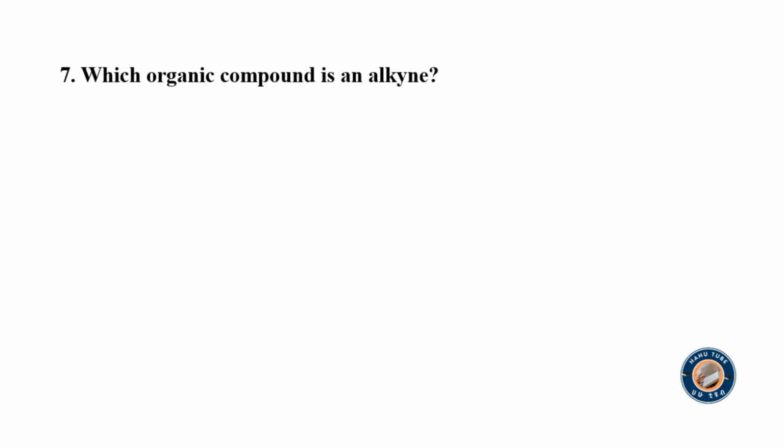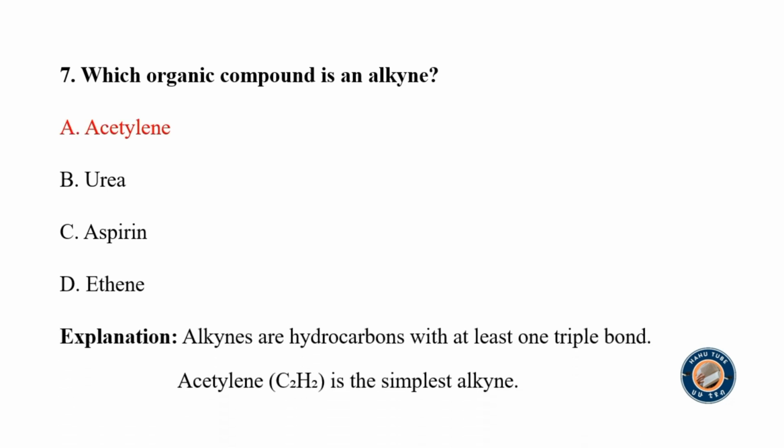Question number 7. Which organic compound is an alkyne? A. Acetylene, B. Urea, C. Aspirin, D. Ethene. The answer is acetylene. Alkynes are hydrocarbons with at least one triple bond. Acetylene, C2H2, is the simplest alkyne.